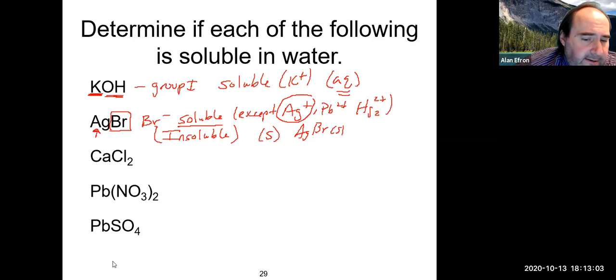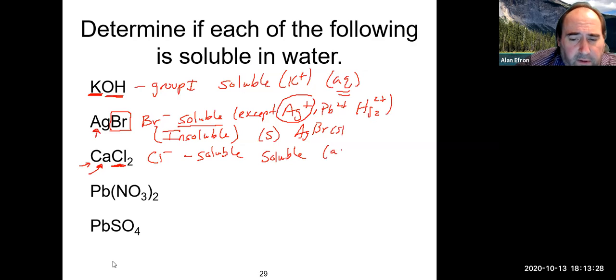Taking a look here, again, may not be able to find calcium per se, but can find chloride. Chloride is right next to bromide, which means it's soluble in everybody except for the 3 that we listed above, which is silver, lead, and mercury 1. In this case, this is not an exception because it has calcium with it. So we would expect this to be soluble, and we would expect it to be aqueous in this case.